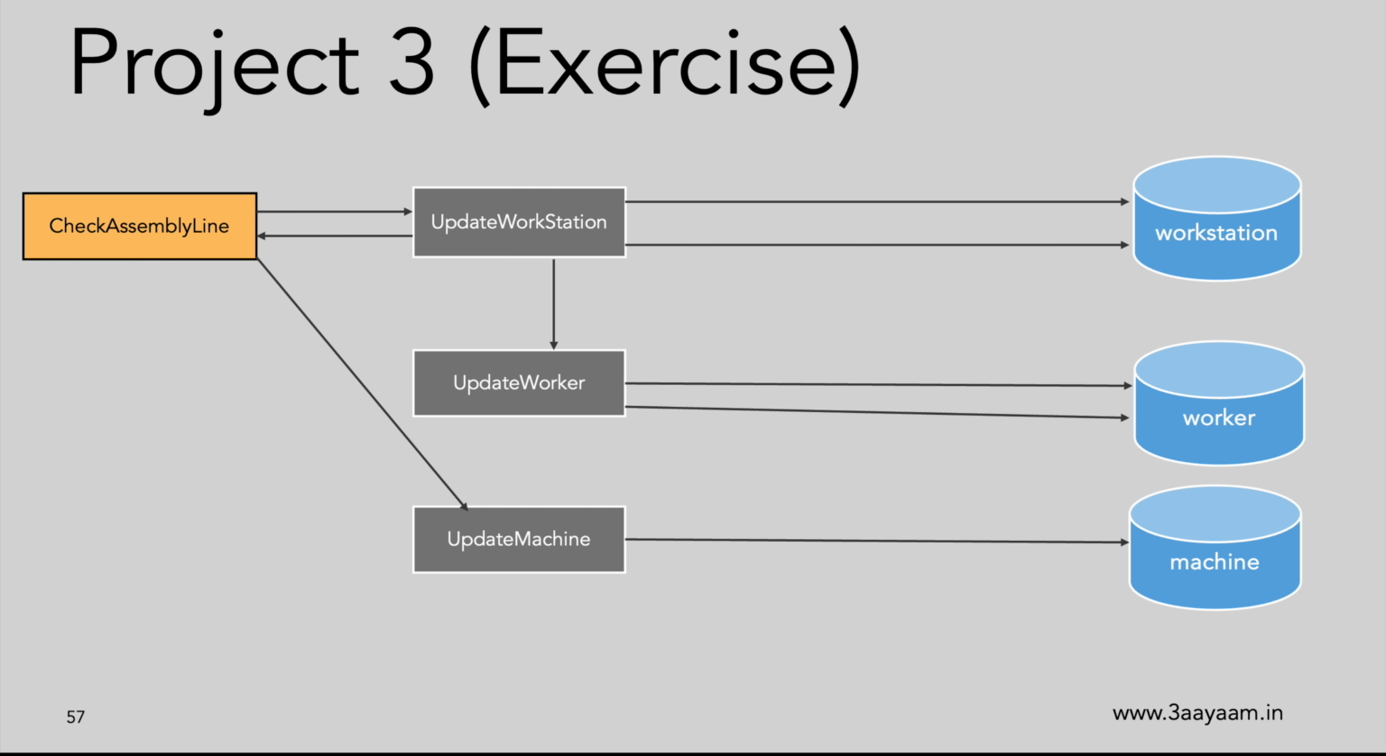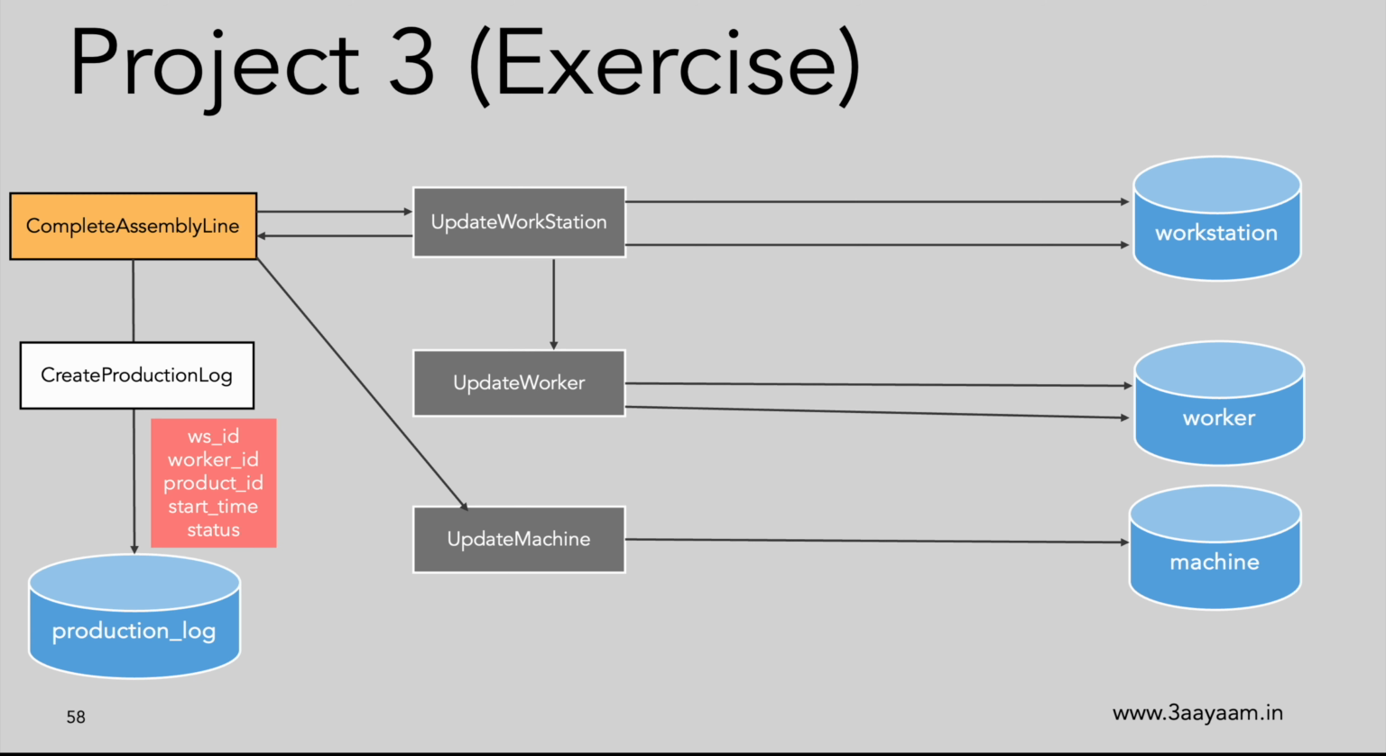and update the production log also. The third part of the exercise would be to create the final API, which is complete assembly line. And what it would do, it would make sure that the workstations are made available, the workers are made available, the machines are made available, and once that is done, it would create a production log that the job is done or the workstation ID work is done. So these are the exercises that you have to perform.